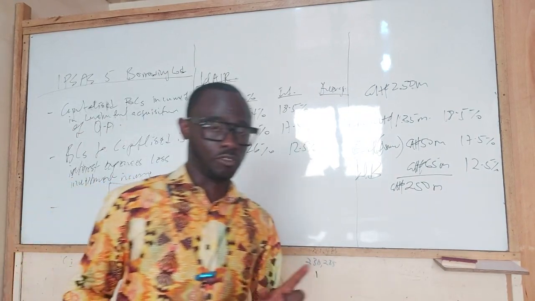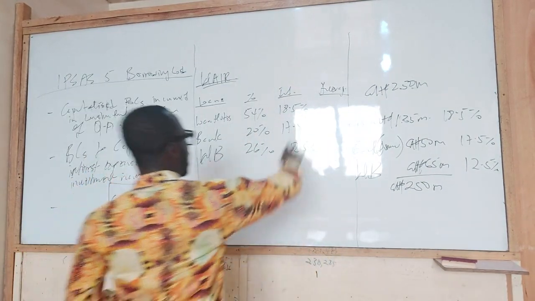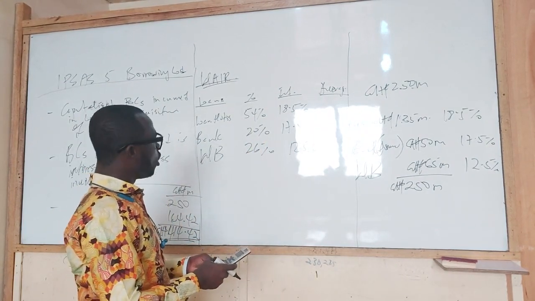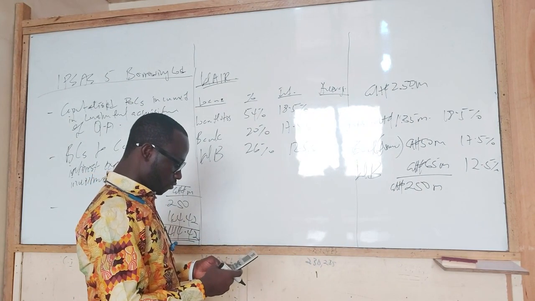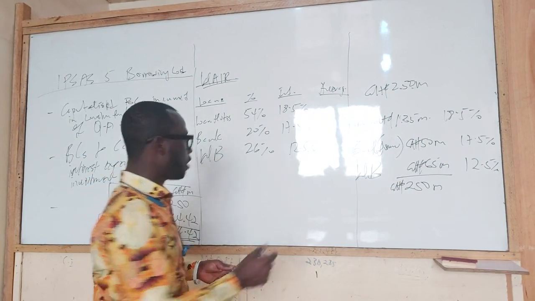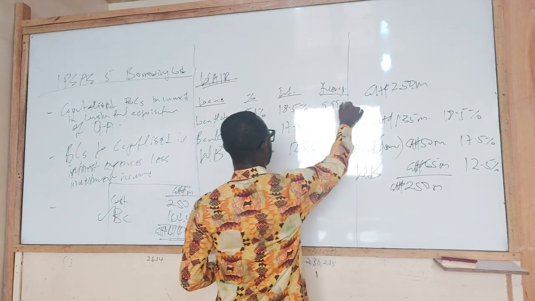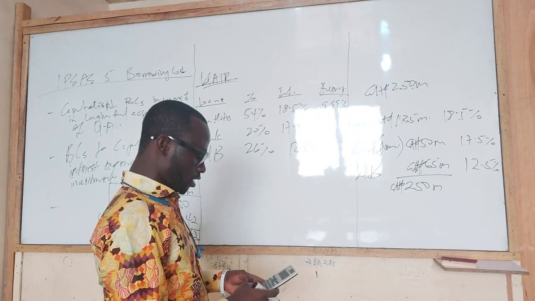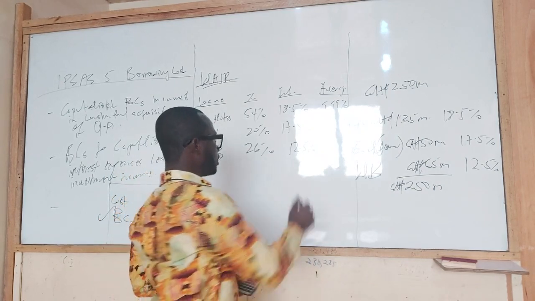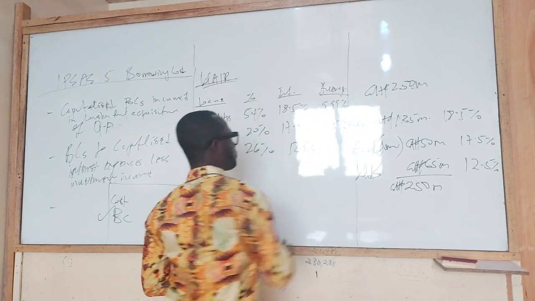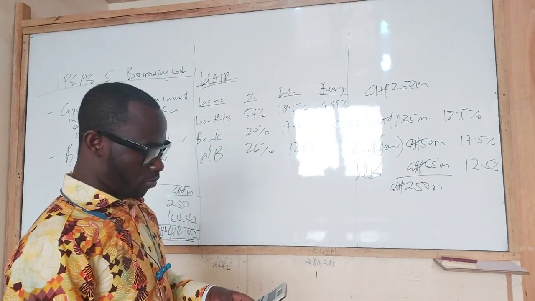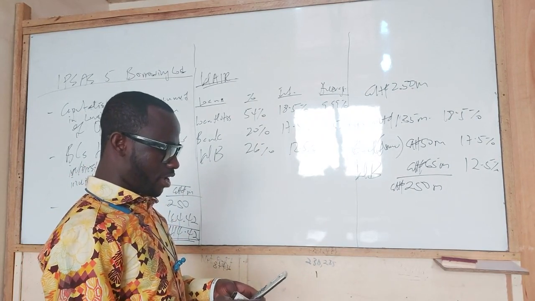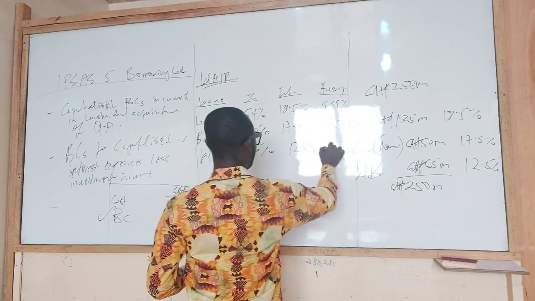Are you following the concept? So now, how do we get the average? We multiply. 54 times 18.5 divided by 100 will give us 9.99% for the average. 20 times 17.5 divided by 100 is 3.5%. 26 times 12.5 divided by 100. That's 3.25%.